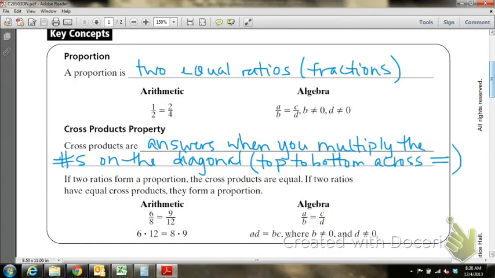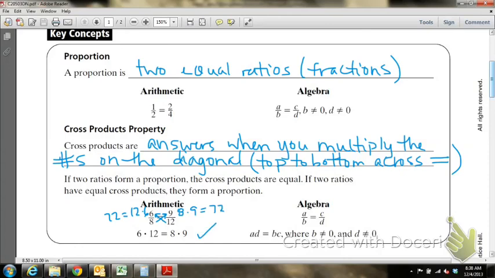Okay, so now if the cross products or the answers when you multiply are the same, then yes, it's a proportion. If not, you say no. But the trick is you're always going to want to multiply from the bottom to the top. So I'm going to do 8 times 9. You're going to write your answers on the top. And 12 times 6. Well, 12 times 6 is 72, and 8 times 9 is also 72.